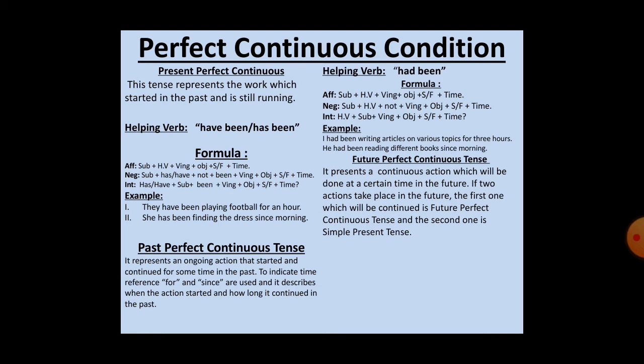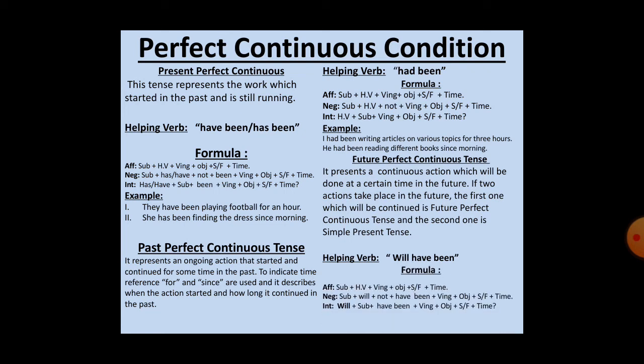If two actions take place in the future, the first which will be continued is future perfect continuous tense, and the second one is simple present. So here comes the helping verb of future perfect continuous, will have been. Formula: subject plus helping verb, verb ing form, object, since, for, time. Negative: subject, will, not, have been, verb ing form, object, since, for, time. Then comes interrogative form: will plus subject plus have been, ing form, object, since, for, time.